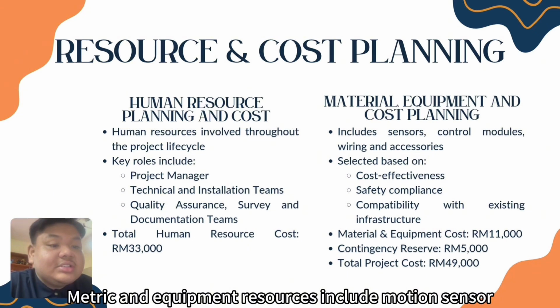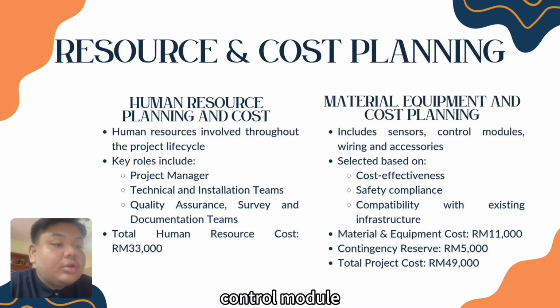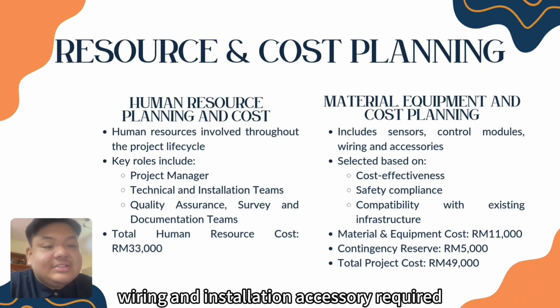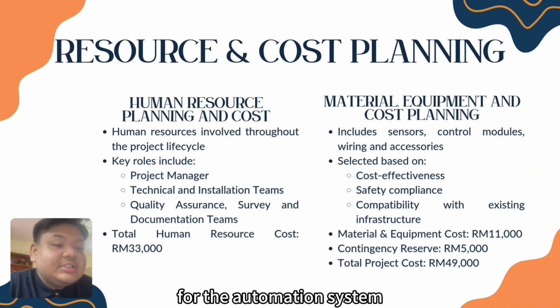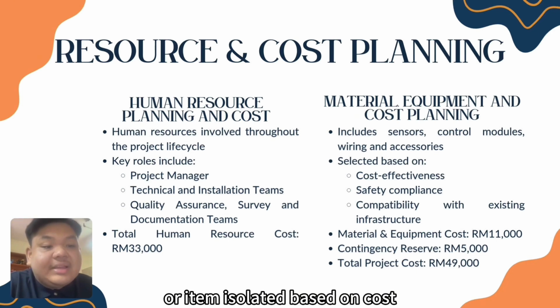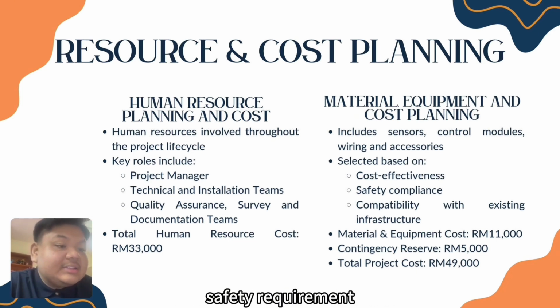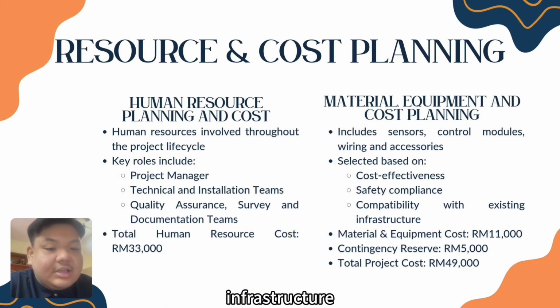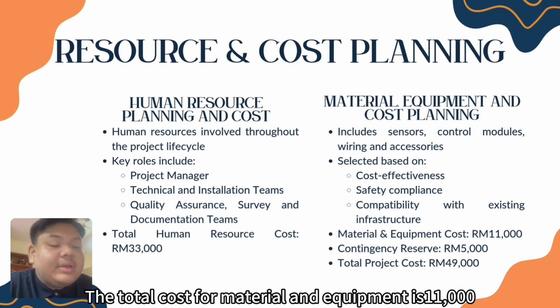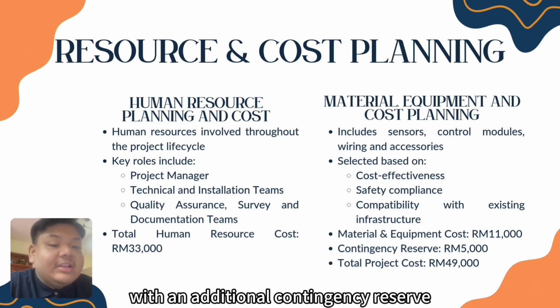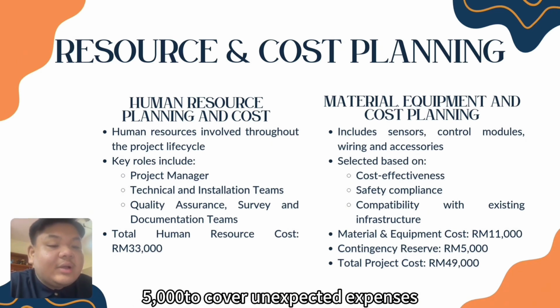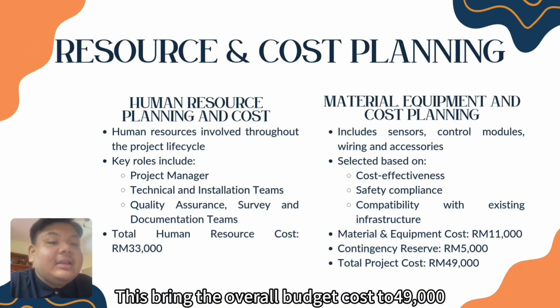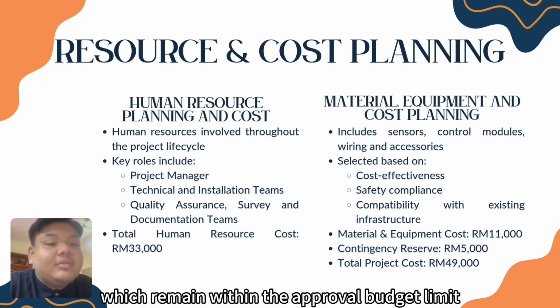Material and equipment resources include motion sensors, control modules, wiring, and installation accessories required for the automation system. All items are selected based on cost effectiveness, safety requirements, and compatibility with existing classroom infrastructure. The total cost for material and equipment is 11,000, with an additional contingency reserve of 5,000 to cover unexpected expenses. This brings the overall budget cost to 49,000, which remains within the approved budget limit.